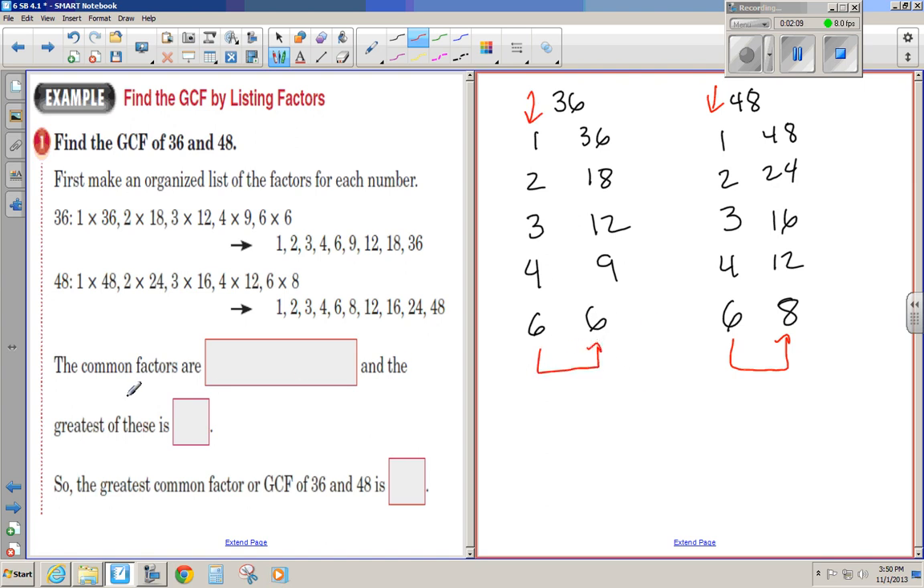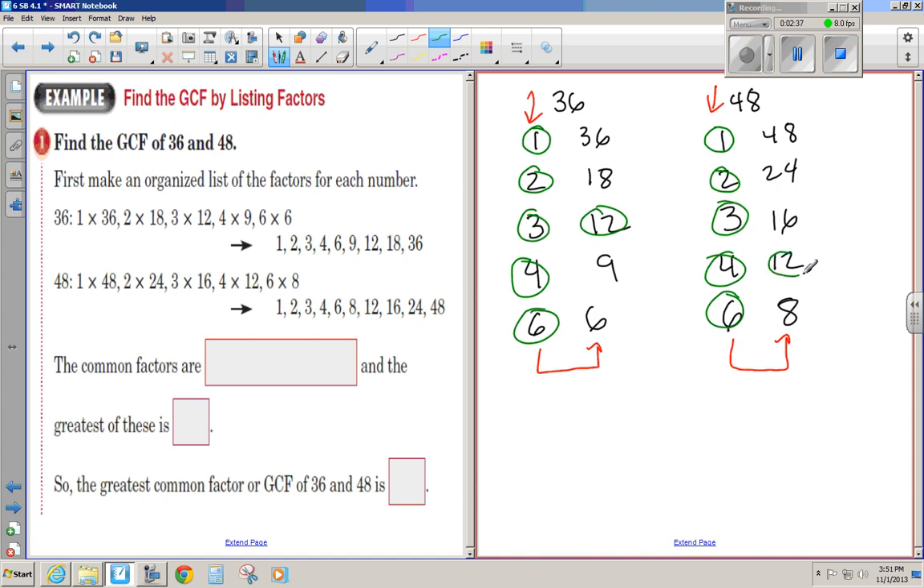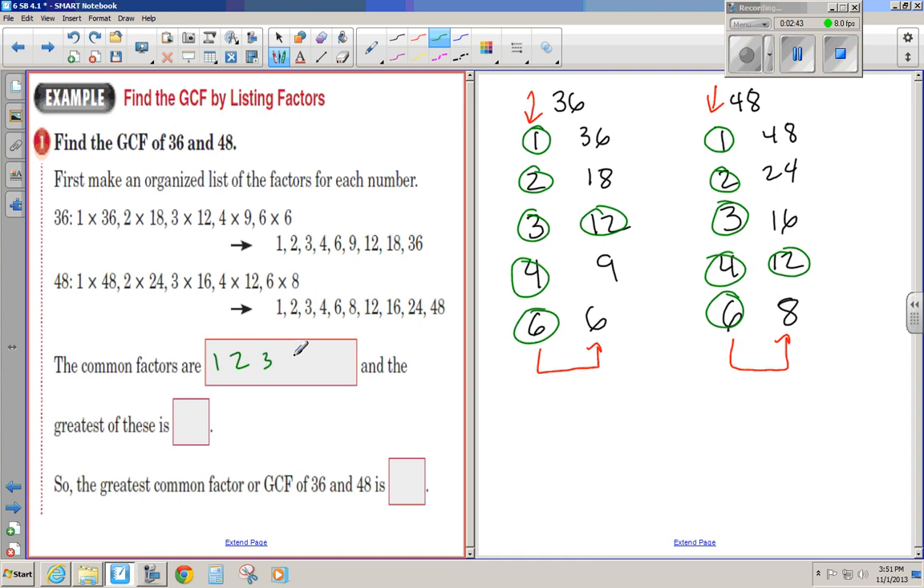All right? Now the common factors are, I'm going to circle them over here. So obviously, common factors are 1, 2, 3, 4, 6, 12, and that's it. So the common factors are 1, 2, 3, 4, 6, and 12. And the greatest of these is 12. So the greatest common factor of those numbers is 12.